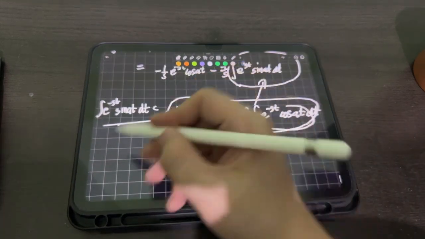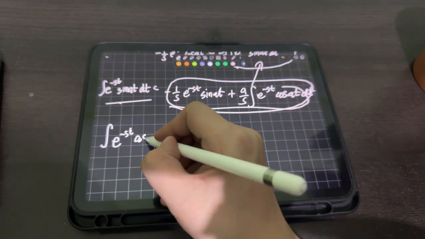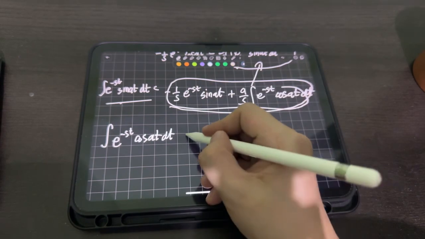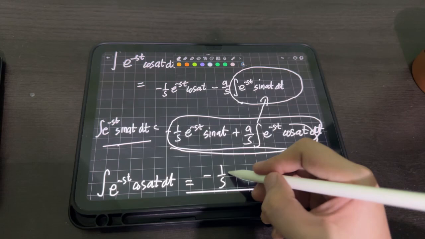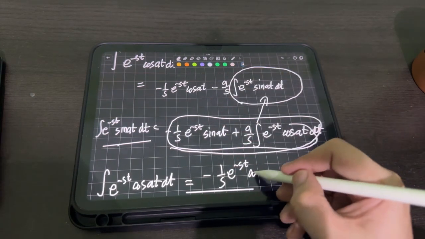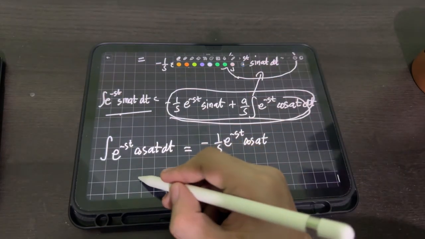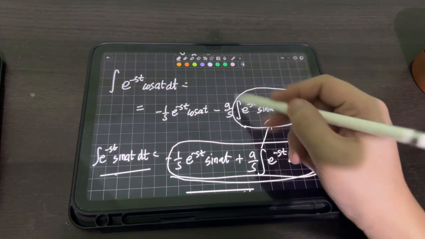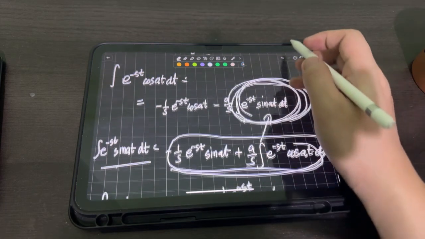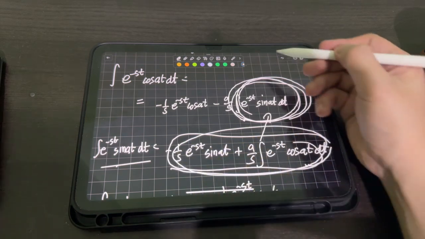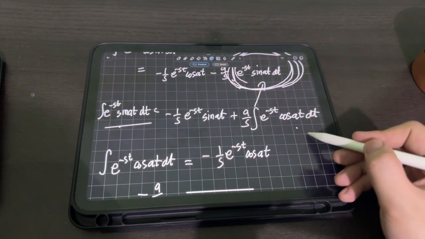So therefore, we will have the integral of e to the negative st cosine at dt equal to negative 1 over s e to the negative st cosine at, then minus a over s, and replacing this integral of e to the negative st sine at dt with this one. Okay, so let's copy.